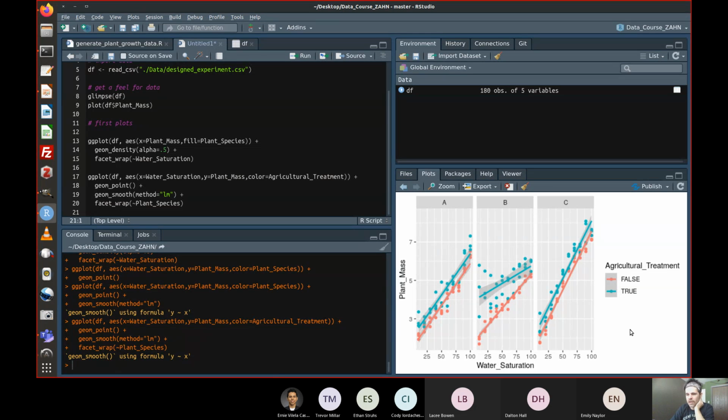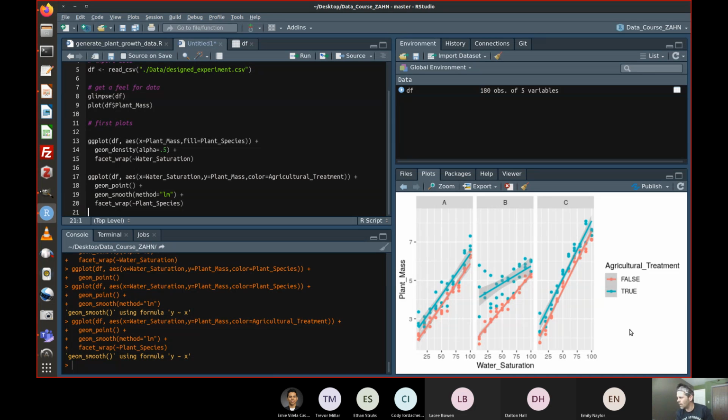So give me a shot. Try to summarize what we're seeing in this plot in plain English. So for A and C, they have pretty strong correlation with how much water they get versus their growth, with agricultural treatment just barely increasing plant mass, while species B, getting agricultural treatment really increases the initial plant mass. But it also lessens how much it looks like water saturation actually helps it out, because the slope isn't as steep as when there isn't any agricultural treatment. That was beautiful. I loved it.